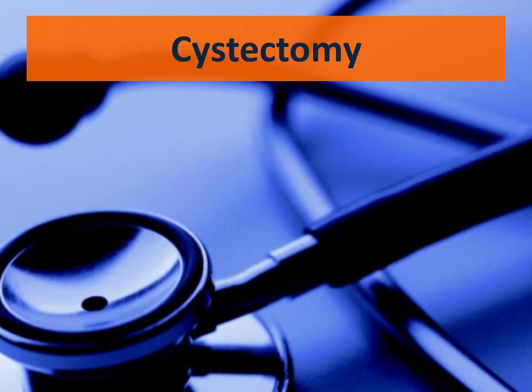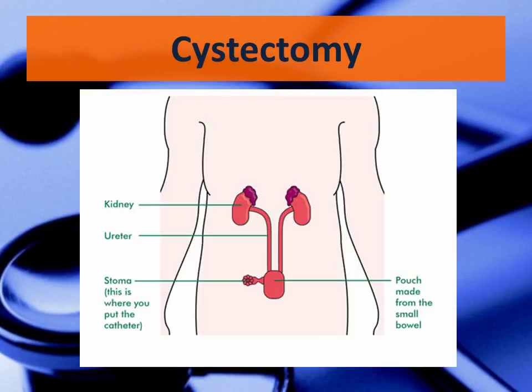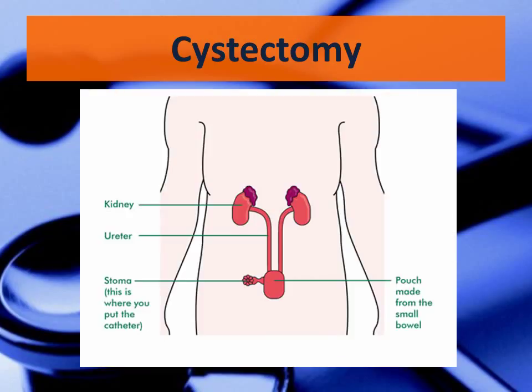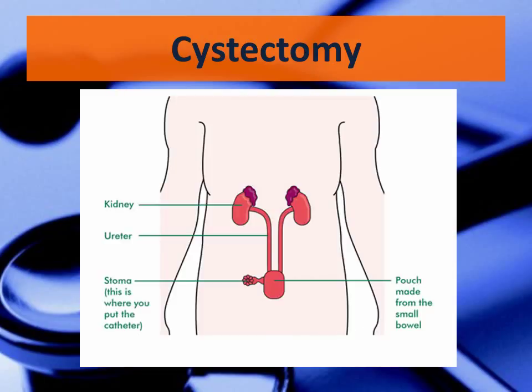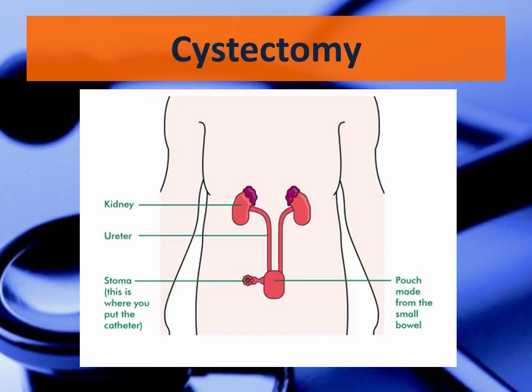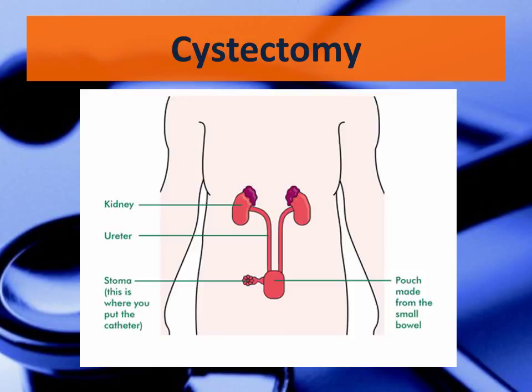Cystectomy is the removal of the whole bladder and possibly nearby tissue and organs. For men, the prostate and urethra also may be removed. For women, the uterus, fallopian tubes, ovaries, and part of the vagina may be removed. For some specific cancers, it may be appropriate to remove only part of the bladder, which is called partial cystectomy.